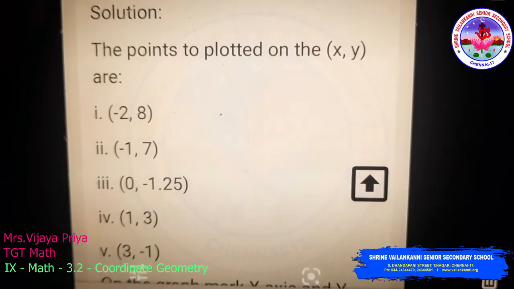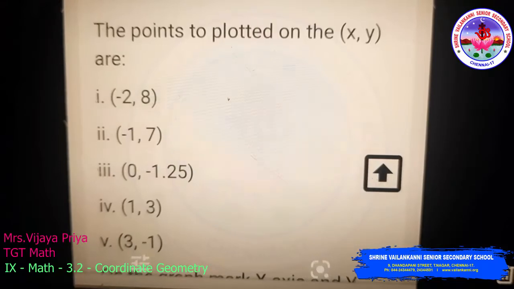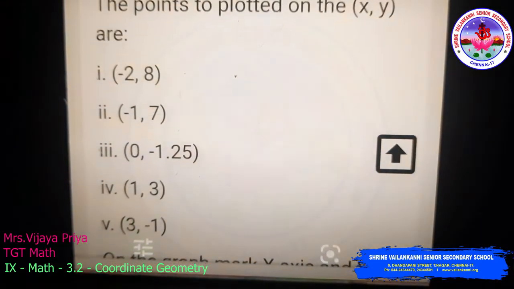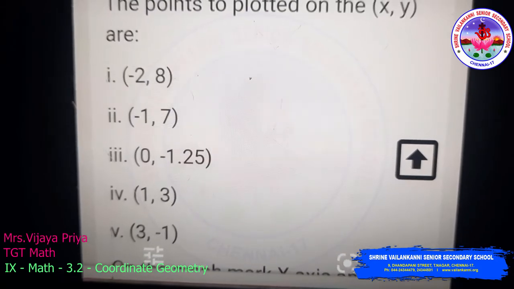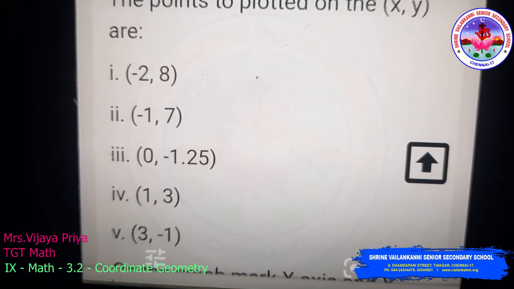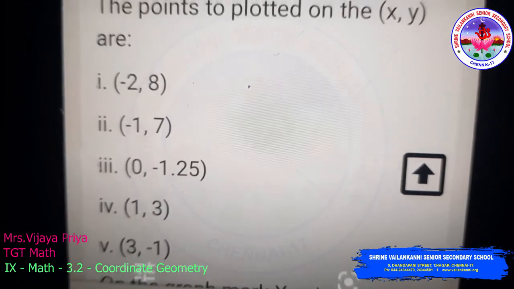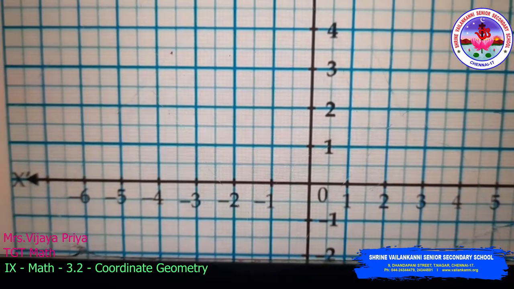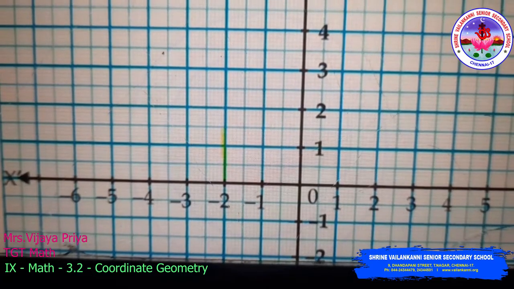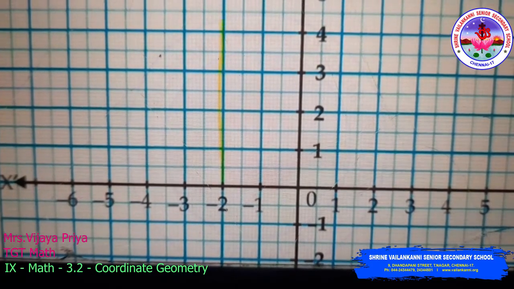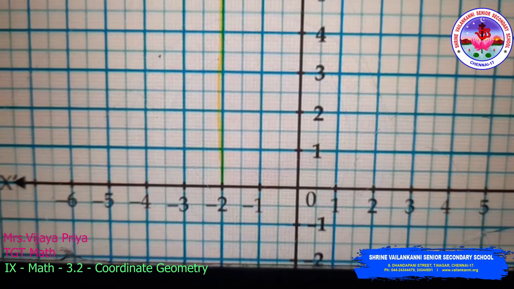The points to be plotted on the Cartesian plane are (-2, 8), (-1, 7), (0, -1.25), (1, 3) and (3, -1). We are going to plot these points in the graph. Going to the graph, dividing the graph into x-axis and y-axis, we are going to plot the points in the quadrants. The first point is (-2, 8).